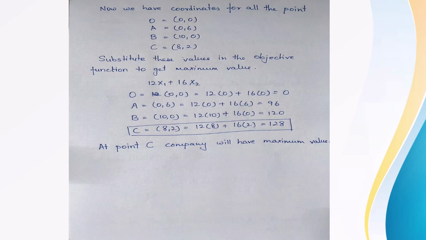Then B. B coordinates are 10, 0. So 12 multiplied by 10 plus 16 multiplied by 0 will give you 120 plus 0 and the value of B is 120. Then the coordinate for C, 8, 2. 12 multiplied by 8 plus 16 multiplied by 2, the value we get is 128. Since it is a maximizing problem, the answer is the coordinate where the value is maximum. Here at the point C, the value is maximum, that is 128. So the company will get the maximum value at the point C.